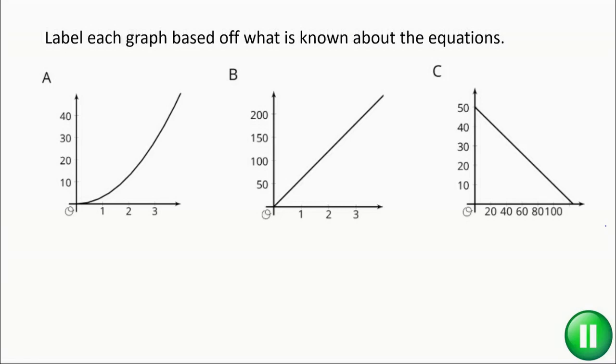All right, welcome back. So the first one, obviously, our independent variable is going to be the radius, and our dependent variable is going to be the area in centimeters squared. For B, you're going to have the time in hours as the independent, and our dependent will be the miles. Okay, and then for C, we're going to have dimes for the independent, and our dependent will be our quarters.